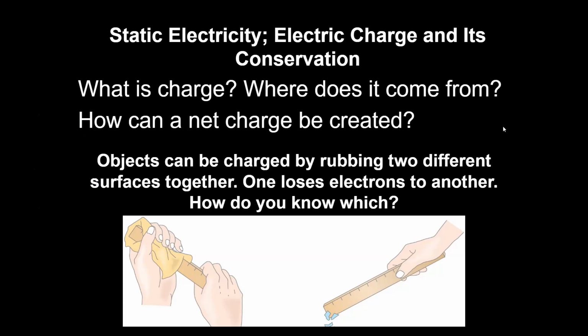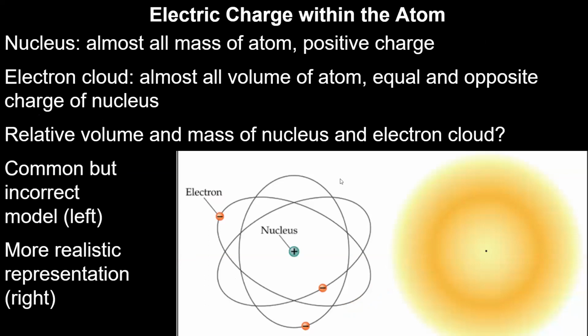Okay, so obviously electricity really comes from the atomic level. The parts of the atom are a nucleus comprised of protons and neutrons, so it has a relatively positive charge. And like I said before, there's an electron cloud. It's almost all of the space that an atom takes up, and it has the opposite charge of the nucleus, and the charges are equal because the atom overall has a neutral charge.